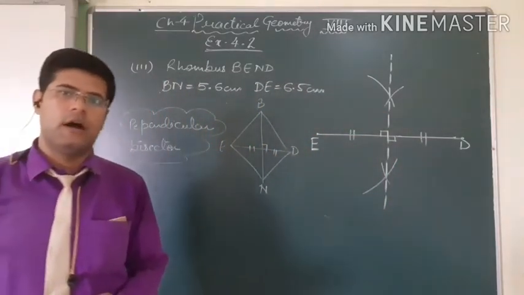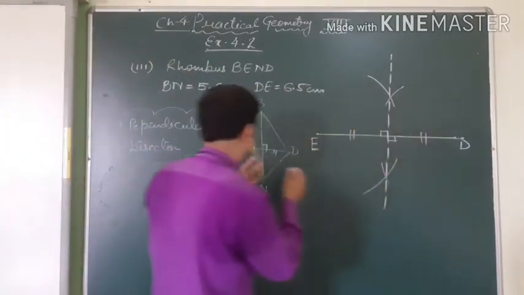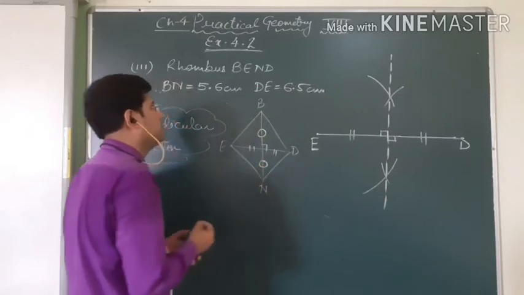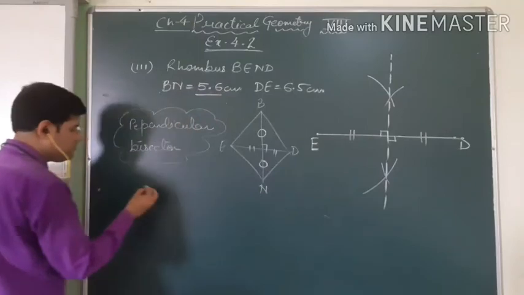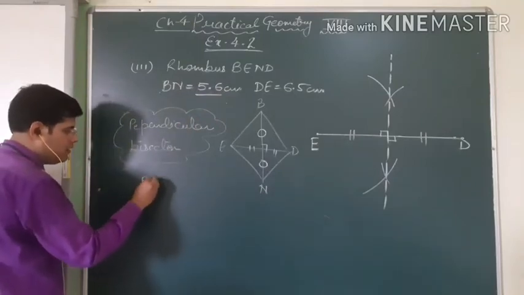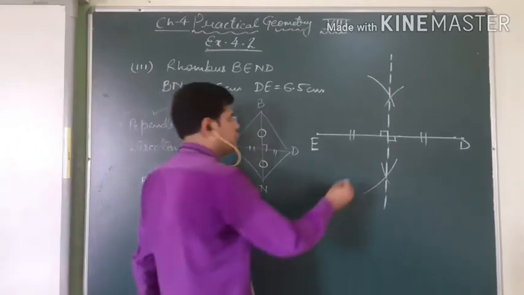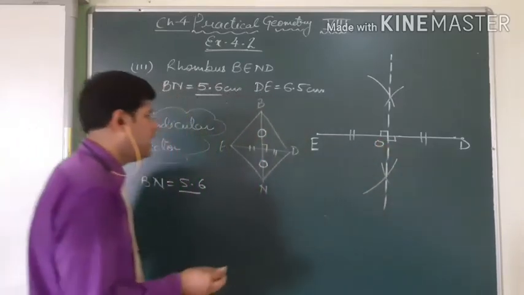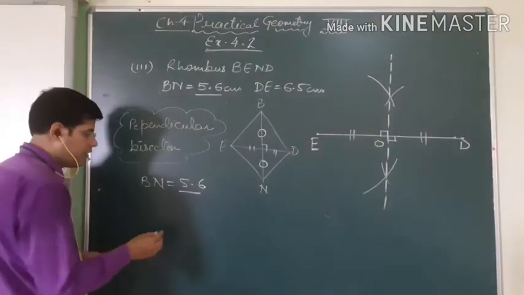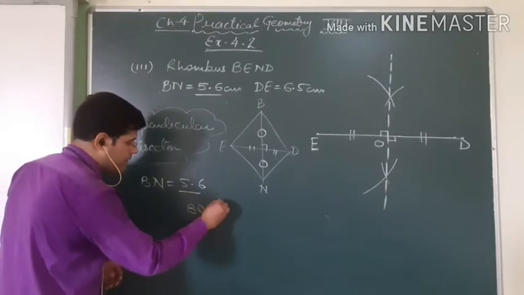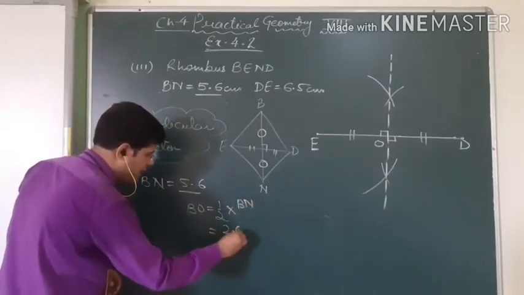But one more thing we have to perform. Not only are these parts of the diagonals equal, that part is also equal. So we have BN equal to 5.6. Take this point as O. Okay students, and bisect this 5.6. If we take distance BO after bisecting it, meaning making half of BN, then we have 2.8.